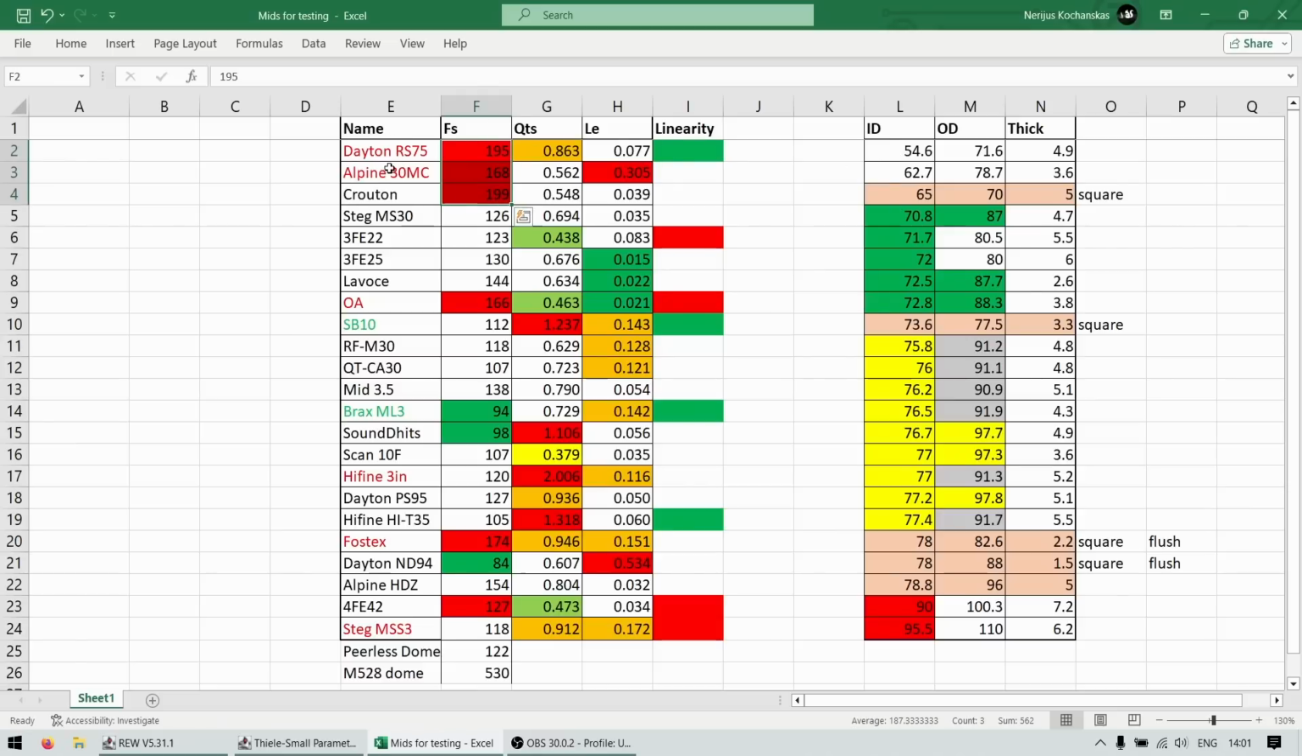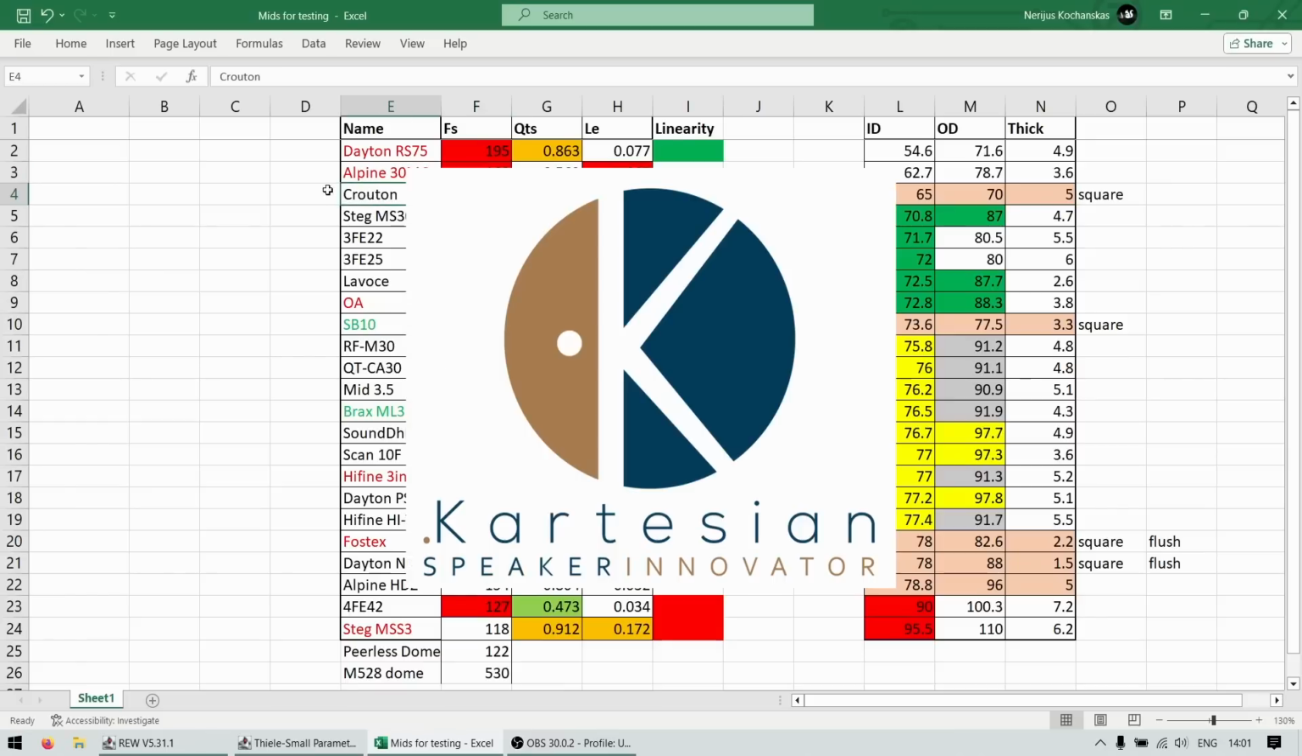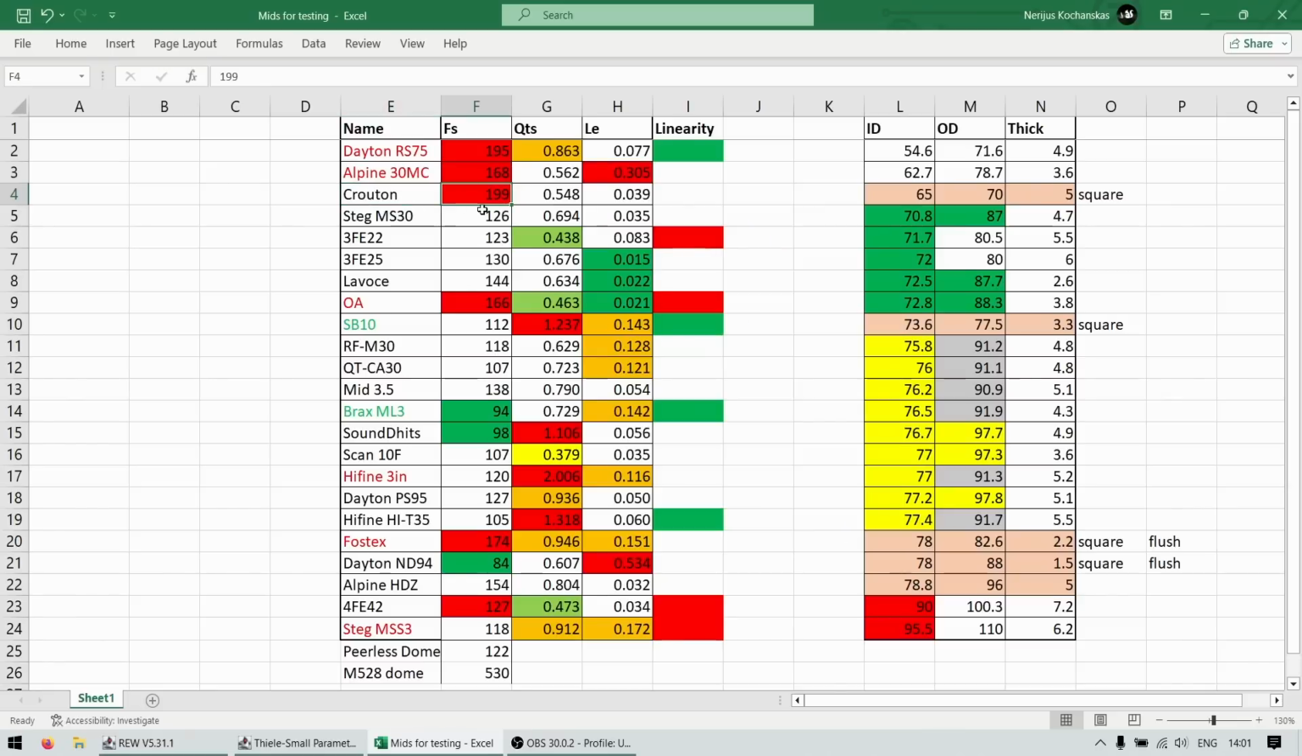So these are like 2.5 inch, 3 inch. So the Dayton RS75 with FS of 200, the Alpine 3 inch little driver 168, and this is not a crouton. I don't remember how it's called, but it's the French driver that I don't know the name of and cannot pronounce. I just came up with crouton because it's funny and I just left it as it is. That one is 200. Now you can say that it's bad that it's 200. However, this is a small driver and I guarantee it is a very high sensitivity driver. So again, even if it's not fair, it's just for comparison, it's just for me.